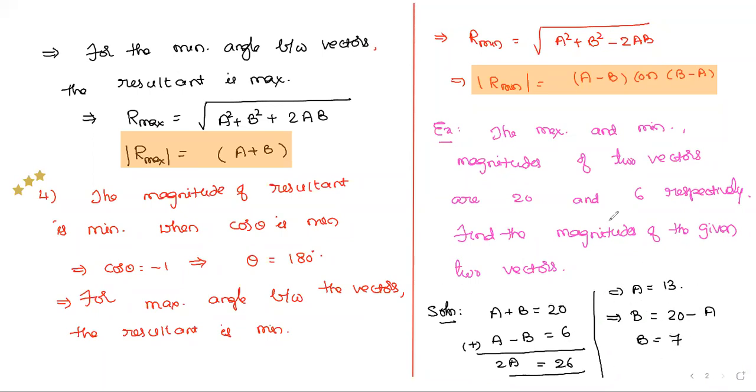So for such type of questions, if you find in your material, then you can use this shortcut. Maximum is given, so A plus B is this much. Minimum is given, so A minus B is this much. Then we can find them. Right, this is one example.